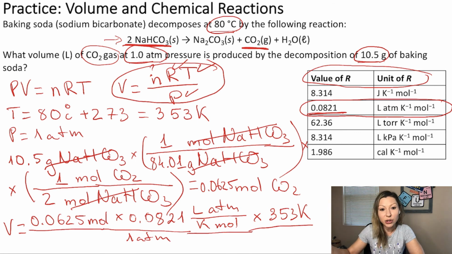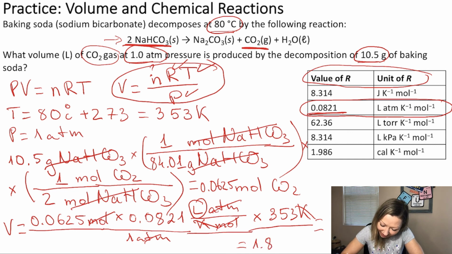Okay, let's double check the units. The kelvins will cancel out, the atms will cancel out, the moles will cancel out. Our final unit is actually liters. Excellent. So if we do this calculation, we are going to get 1.8 liters of carbon dioxide gas.